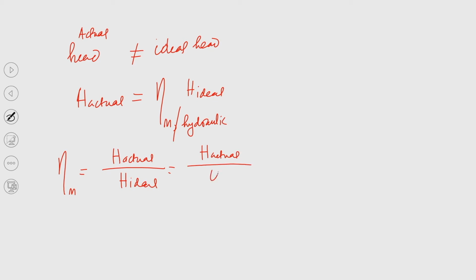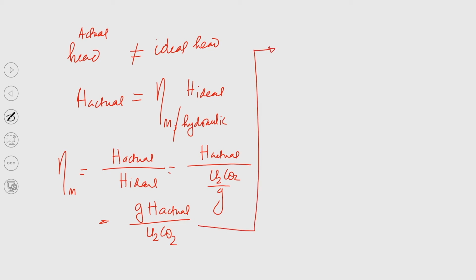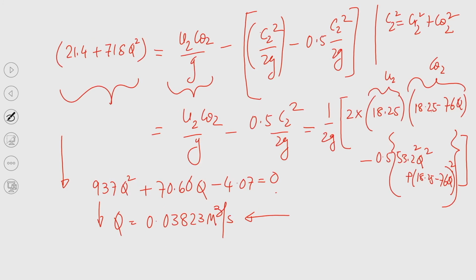and so you can understand that H actual divided by H ideal, where H ideal is equal to u2 c theta 2 by g, and we can write eta manometric equal to g into H actual divided by u2 c theta 2. Now, if we try to write over here, eta manometric equal to 9.81, that is the value of g we are taking, and what is H actual? H actual, just now I have written in the previous slide, is nothing but 21.4 plus 718 Q square.